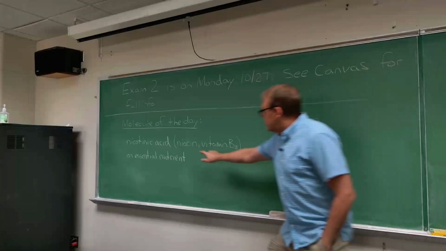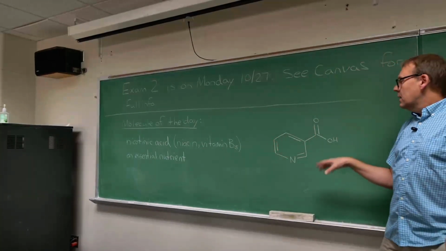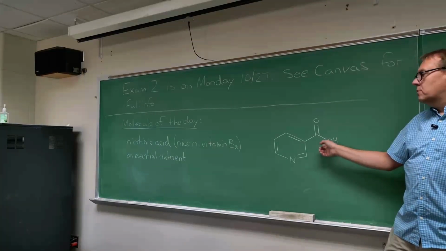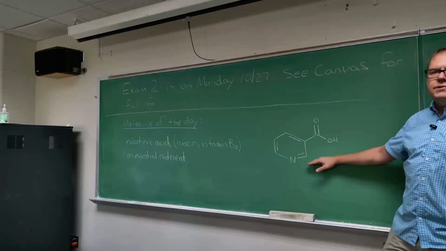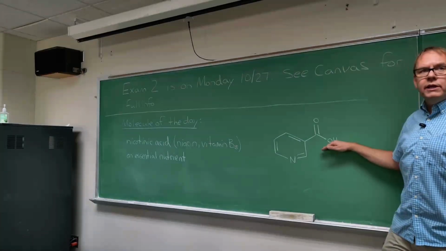The thing is, these are terms that can refer to very structurally similar molecules. Like if you put a nitrogen here and make it into an amide, that's also considered niacin and vitamin B3. But nicotinic acid refers to this one specifically. So carboxylic acid, that's where we're going in the next chapter.